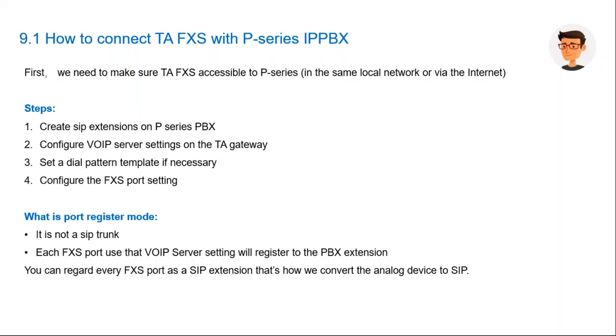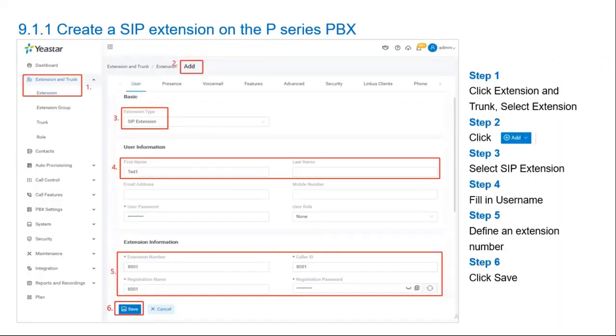All right. And by the way, another point here is this. Each FXS port, using that VoIP server setting, will register to the PBX extension. That's what it is. So this is more like a port match. Every single one of our ports will be matched on our PBX to the exact extension. That's kind of like this. All right. So here we go. This is the way we configure this.